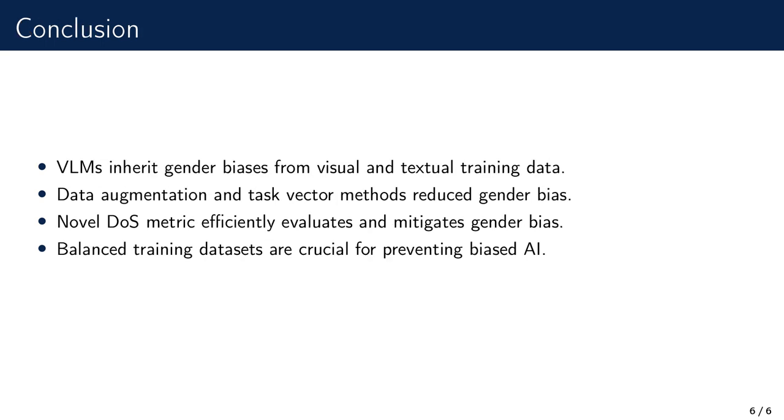In conclusion, our research showed that vision language models can inherit gender biases from their training data, particularly from the visual and textual content. We were able to reduce this bias by using data augmentation and task vector methods. Our novel DOS metric allowed us to efficiently evaluate and mitigate gender bias, paving the way for fairer and more equitable AI systems.